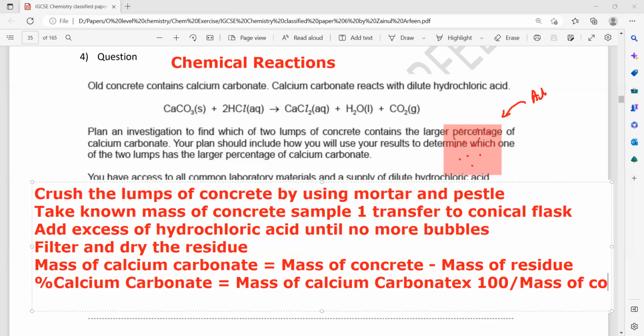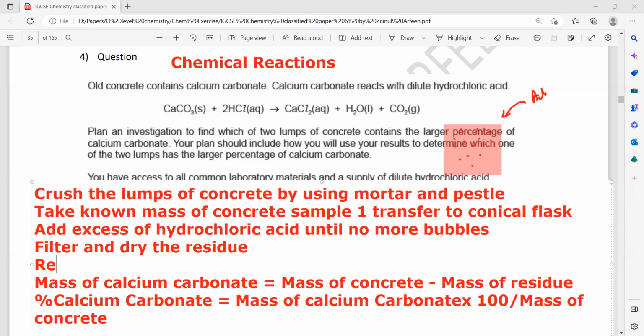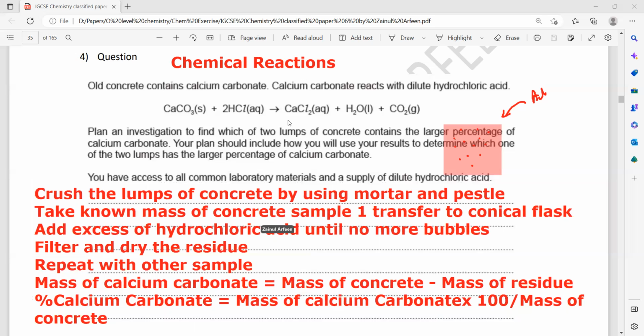And we'll repeat the experiment with the other sample, but with the same mass. Yeah, with the same starting mass. Look at what actually happened here, like how this experiment is done. So when we did this experiment, how was it done?